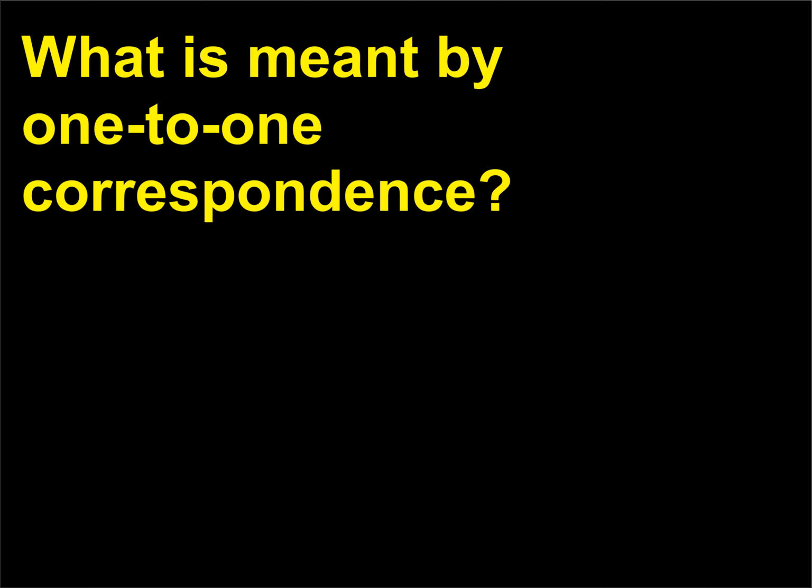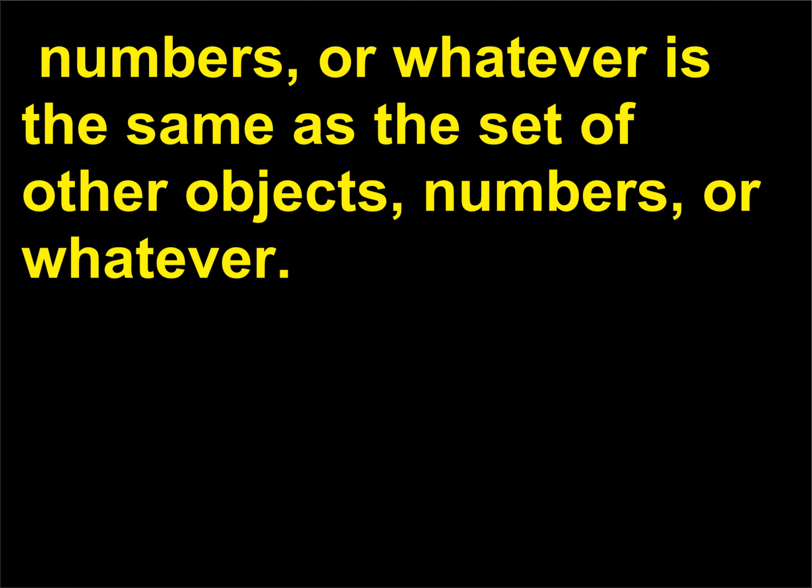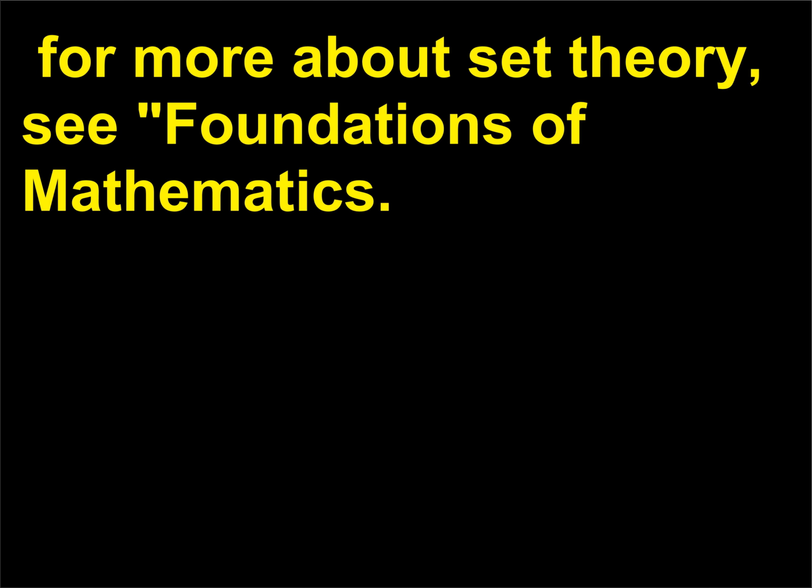What is meant by one-to-one correspondence? A one-to-one correspondence means just what it implies, that the number of objects, numbers, or whatever is the same as the set of other objects, numbers, or whatever. In set theory, the one-to-one correspondence means something different. For more about set theory, see Foundations of Mathematics.